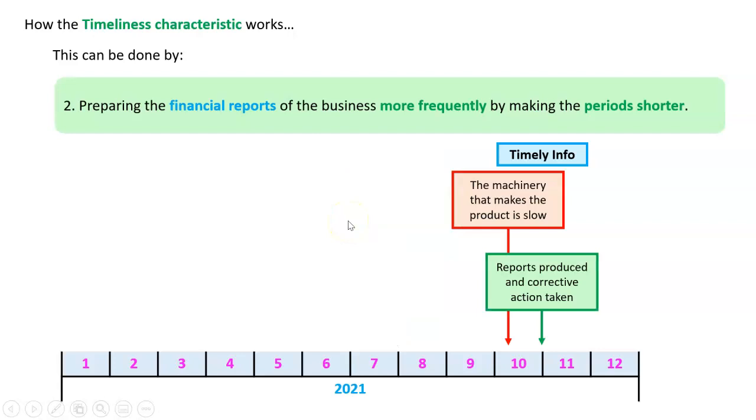Okay, so basically the concept is the more often you report, the more timely information you're getting, because you can analyze the business and then take decisions that help not only the business but also you as well, help you manage the business too.